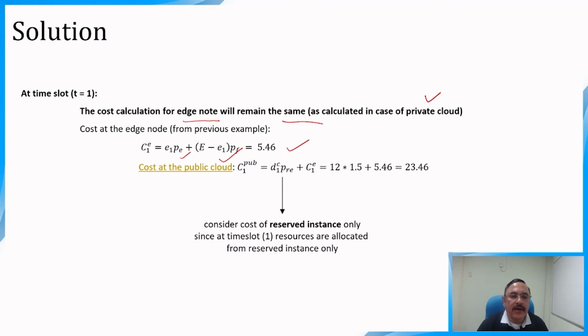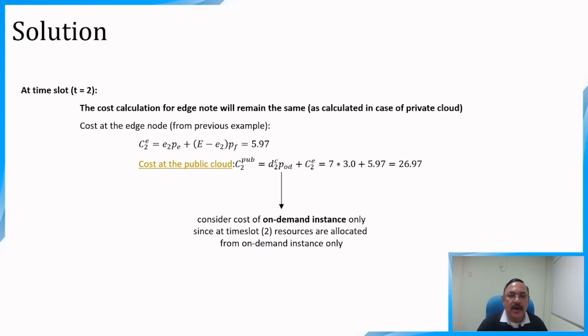The cost of the edge public cloud is C1 public, then D1 of a, and then only the cost of the reserved instance is considered in this case, plus C1 E. So, that is calculated over here.